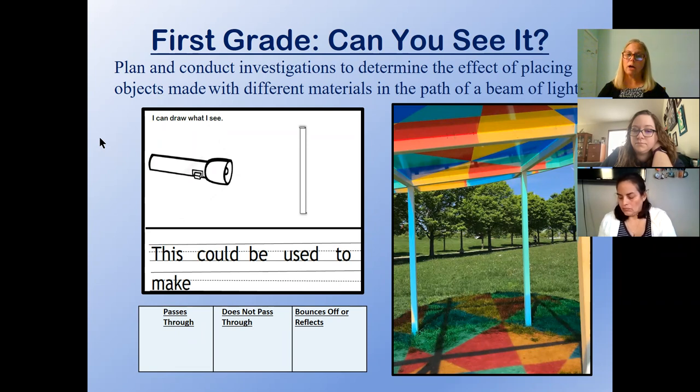Okay, so they talk about, all right, I've looked at this, so I could potentially use tissue paper to do such and such because of the way that the light goes through it. And you can see down below, we talk about passes through, does not pass through, bounces off or reflects, and they can come up with different words. They're recording it once again, they're putting it together, they're testing it. Okay, so again, that connection, so it takes it from the craft project level to a science situation. All right.